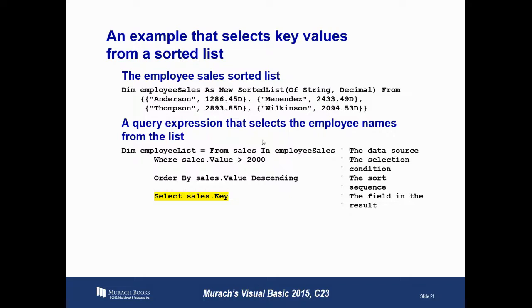So here we have a sorted list. We have salespeople, right? Employee sales. Yep, salespeople, and looks like how much they sold. So from sales in employee sales, that's the data source. The select condition where sales.value is greater than 2,000. So at this point we throw out Anderson, right? Because we're only looking at the ones that are greater than 2,000. Order by sales.value descending. So it's going to be Thompson, Mendez, then Wilkerson. Select sales.key. So we're only taking back the key, which, remember, this is key value.